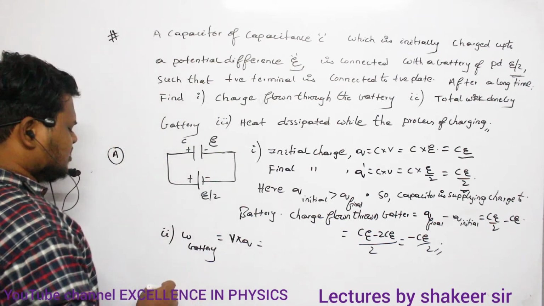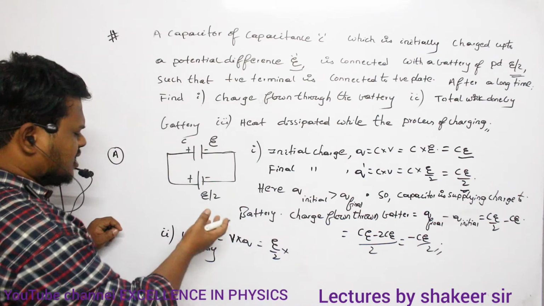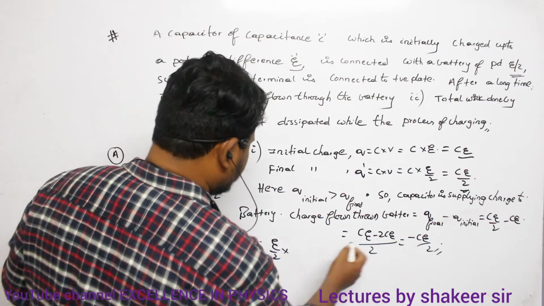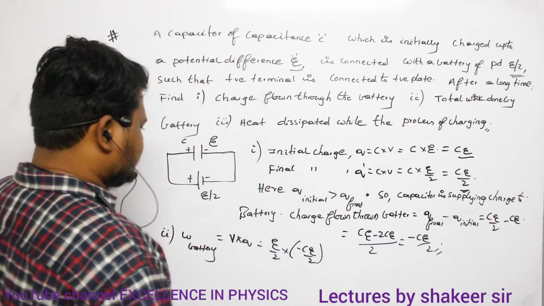So what is the potential difference of this battery? The potential difference of this battery is V by 2. And what is the charge supplied by the battery? The charge supplied by the battery is minus CE divided by 2. Clear? So therefore total it is how much?